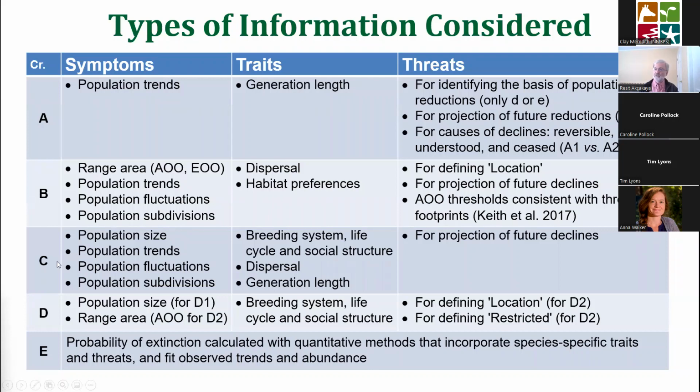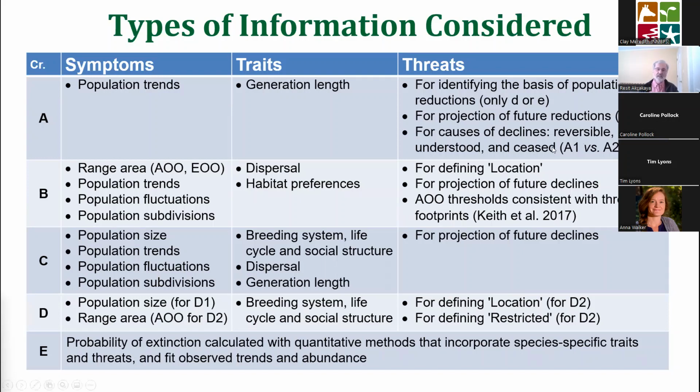And in criterion C and D, we use information on the breeding system, life cycle of the species, and social structure in order to determine what's the best way to calculate the number of mature individuals. So there are species-specific traits that are used to interpret the symptoms from the populations, the data from the populations. And finally, there is information on threats. Threats information is used especially in two places. One is projecting future declines. Obviously, to make projections of future declines, we need to make some assumptions about future threats. And the other is location.